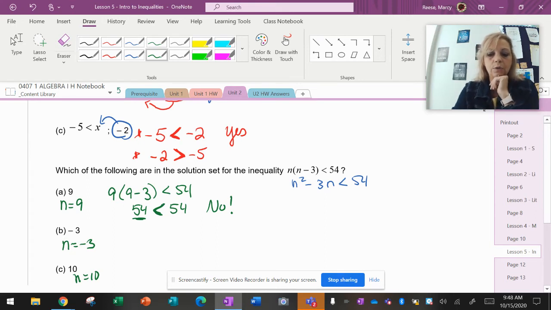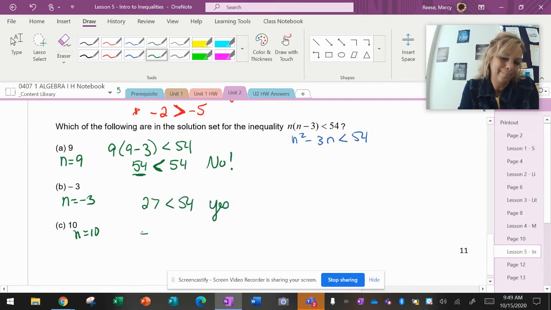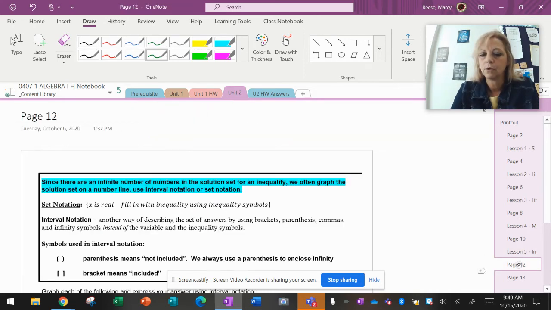Okay? So pause, take a minute, and try B and C. And then when you come back, you'll see my answers. Okay? So when you plugged them in, you should have gotten that. So make sure that your signs are right when you're plugging all this in. And that should be your answer. Okay? All right, go to the next slide.